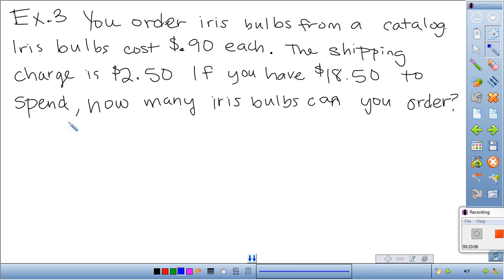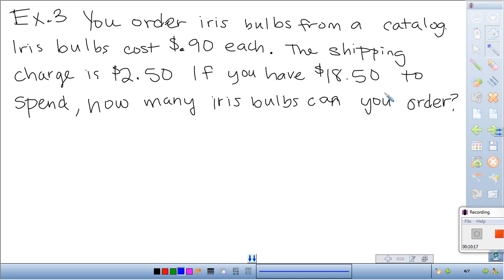Let's look at another word problem. You order iris bulbs from a catalog. Iris bulbs cost 90 cents each. The shipping charge is $2.50. If you have $18.50 to spend, how many iris bulbs can you order?